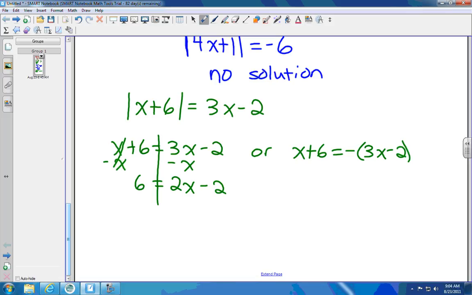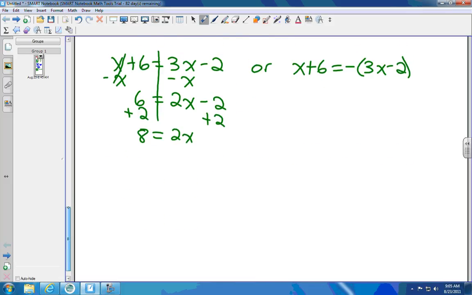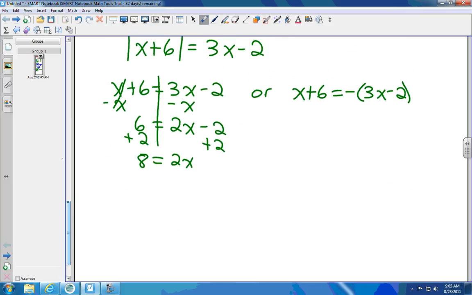minus 2. Now we just have this x. So we got to get rid of these 2's. So we add the 2. Eight equals 2x. What do we do there? Divide by 2. So 4 equals x. That's one of our answers.